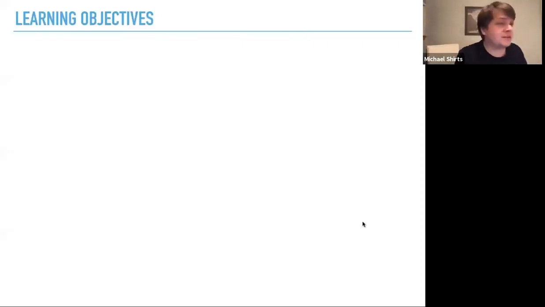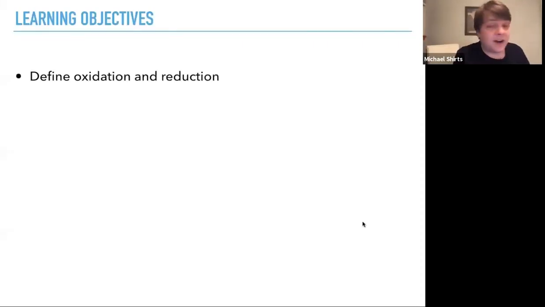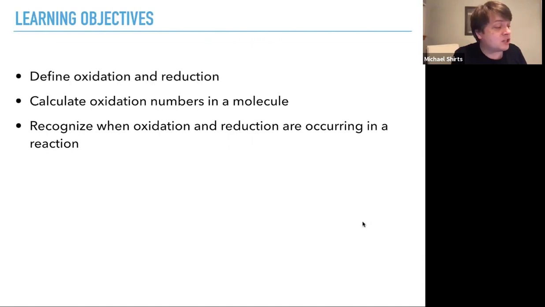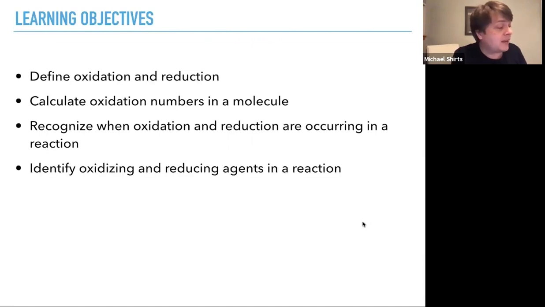So the learning objectives here, we want to define oxidation and reduction. We want to calculate oxidation numbers in a molecule, recognize when oxidation and reduction are occurring in a reaction, and identify the oxidizing and reducing agents in a reaction.